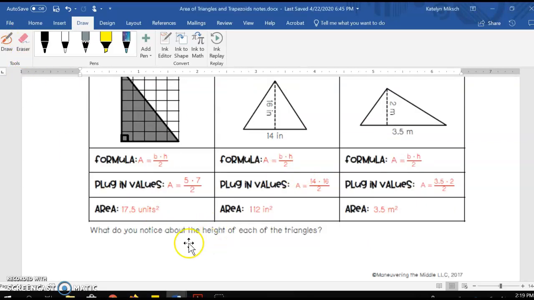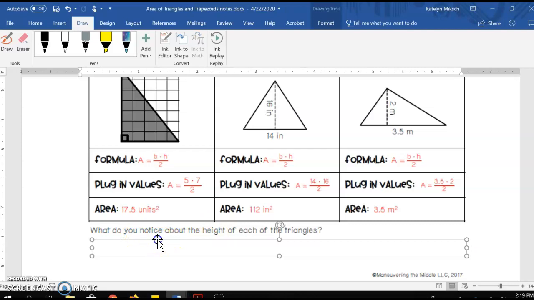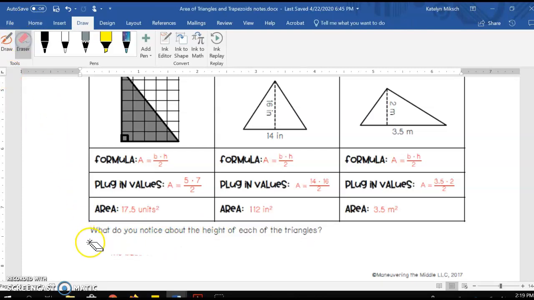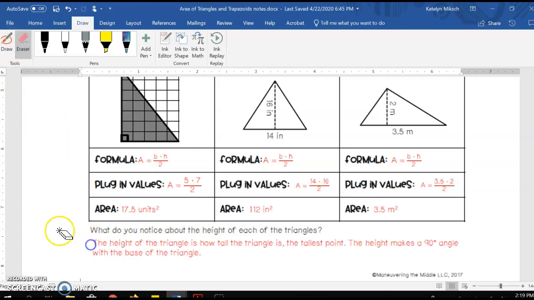So let me go ahead and uncover this because, oops, there is no way that I could write this neatly with my little pen on here. So the height of the triangle is how tall the triangle is, the tallest point. And the height is going to make a 90-degree angle with the base of the triangle. Now, sometimes that 90-degree angle will be marked for you and sometimes it's not. But if you see a dotted line like this going straight from top to bottom, you know that that is your height.